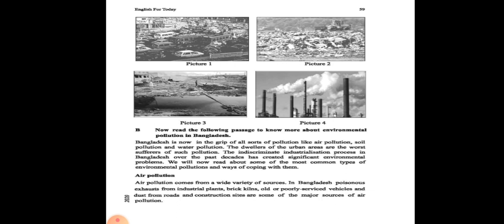Yes, the first one is air pollution. Air pollution comes from a wide variety of sources. In Bangladesh, poisonous exhausts from industrial plants, brick kilns, old or poorly serviced vehicles, and dust from roads and construction sites are some of the major sources of air pollution.